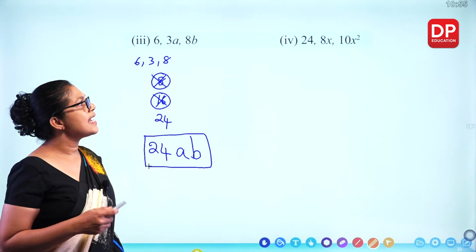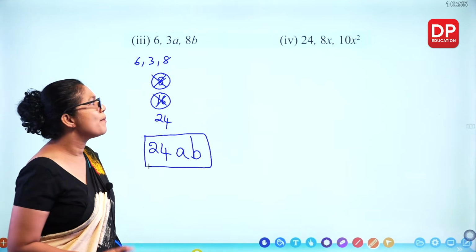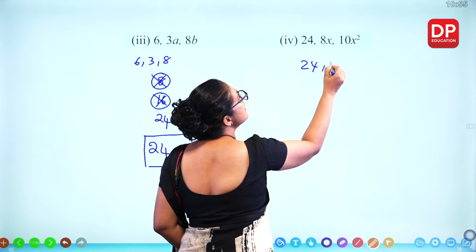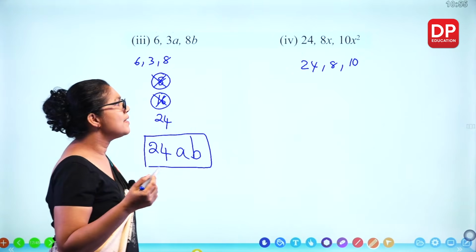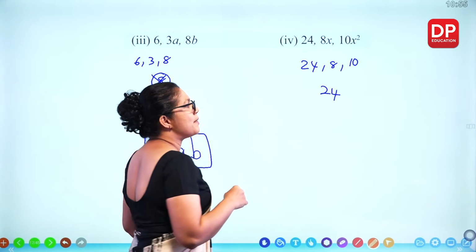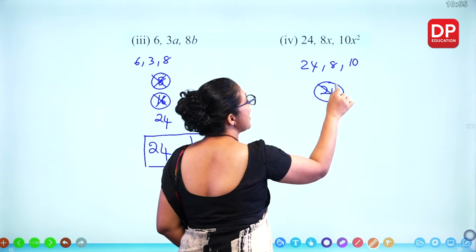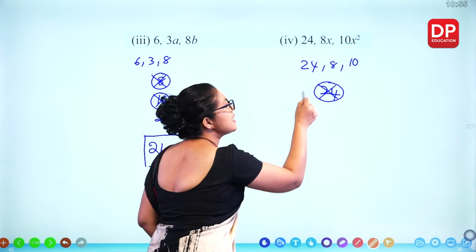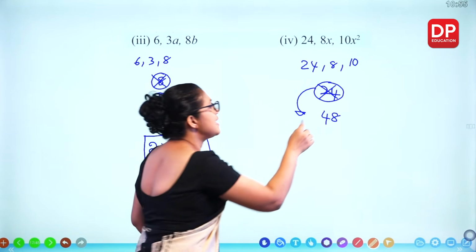Now we look at this example. So 24, 8x and 10x squared. First thing, look at the three numbers and find the least common multiple. So here 24, 8 and 10. Shall we do the short method? What's the largest number? 24. We can assume that's the least common multiple, but it's not divisible by 10, so you have to ignore that. Then think about the next multiple of 24. You get 48. It's not divisible by 10 again.